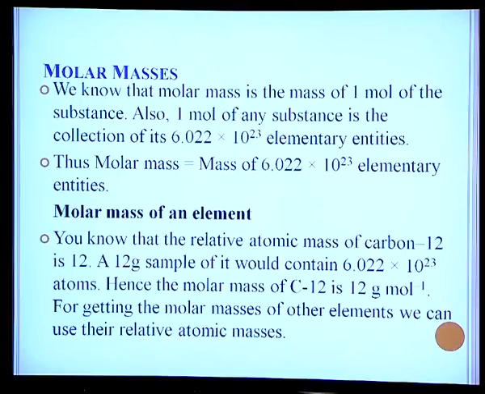Also, 1 mole of any substance is the collection of 6.022 into 10 power 23 elementary entities. Thus, molar mass will be equal to the mass of 6.022 into 10 to the power 23 elementary entities. Molar mass of an element: you know that the relative atomic mass of carbon-12 is 12. A 12 gram sample of it would contain 6.022 into 10 to the power 23 atoms. Hence, the molar mass of carbon-12 is 12 gram per mole. For getting the molar mass of other elements, we use the relative atomic masses.